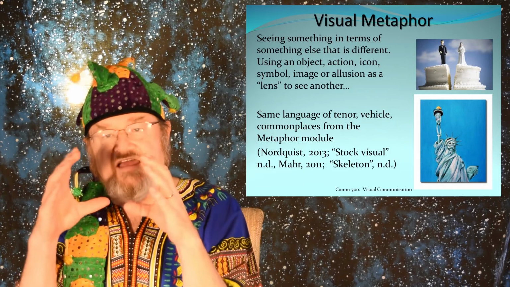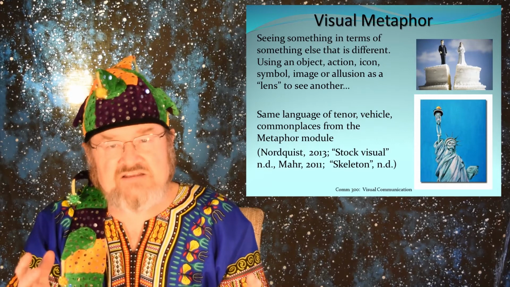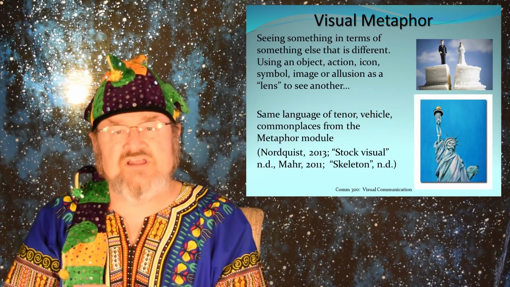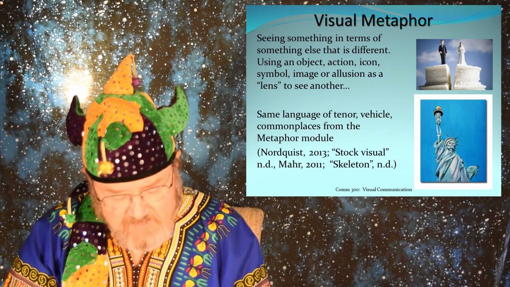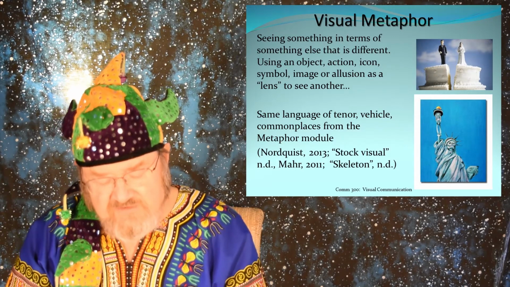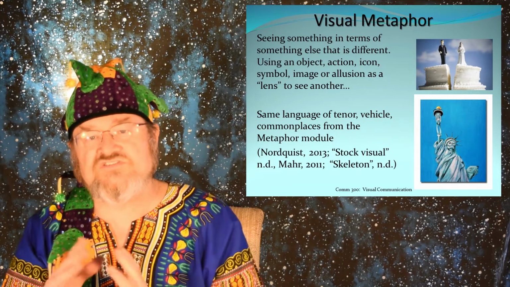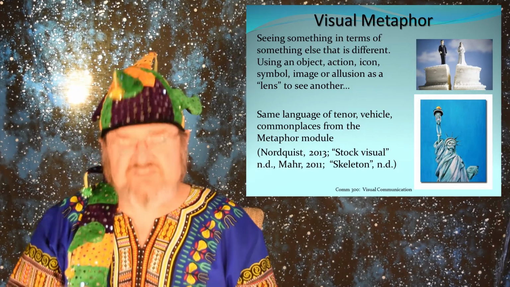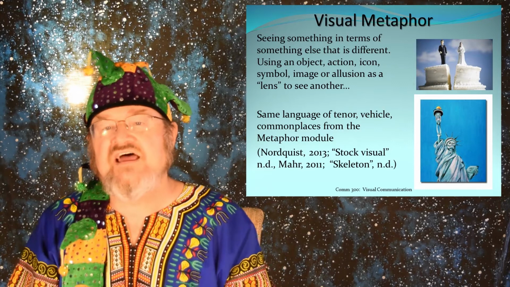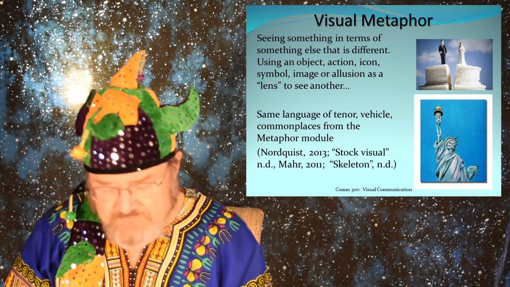We use one thing as a vehicle, a lens, to look at another. Same kind of thing in the same basic vocabulary. We have a tenor, we have a vehicle, we have different commonplaces associated with them, right? So in this instance, we get the idea of the wedding cake being split as a metaphor for a divorce or a split marriage. We get the skeletal Statue of Liberty as a kind of metaphor for the death of freedom, right?